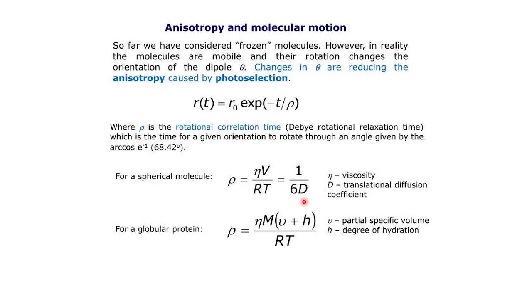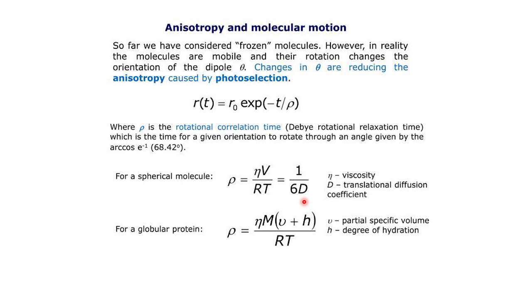So anisotropy have considered frozen molecules. However, in reality, the molecules are mobile and their rotation changes the orientation of the dipole. So changes in theta are reducing the anisotropy caused by the photoselection. So for a spherical molecule, this rho is the rotational correlation time, and that's viscosity times volume divided by RT, which is equal to 1 by 6 times the diffusion coefficient.